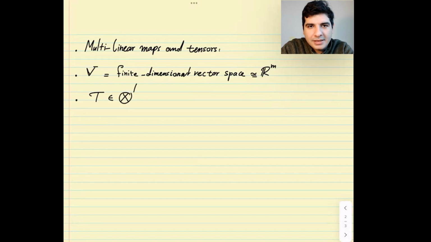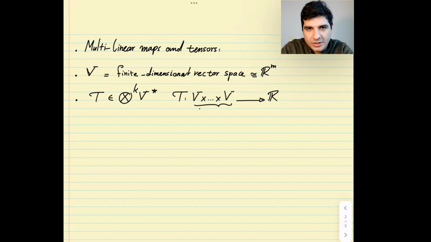Let's say T is a k-tensor over V*. It means it's a k-linear map from V times V times V, k times, to R. So this is a map which is linear in each component. We have k copies of V and it's linear in each of them.